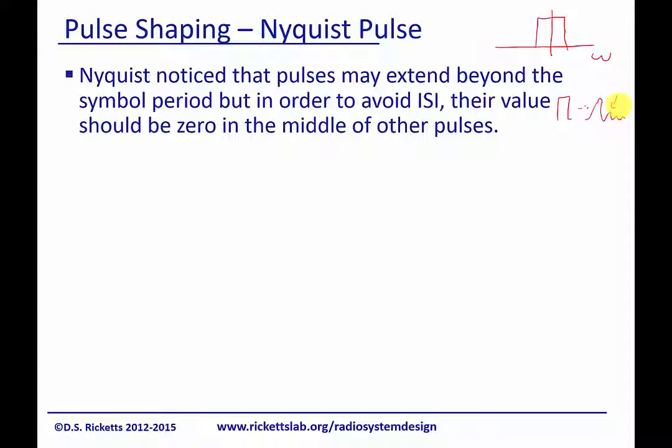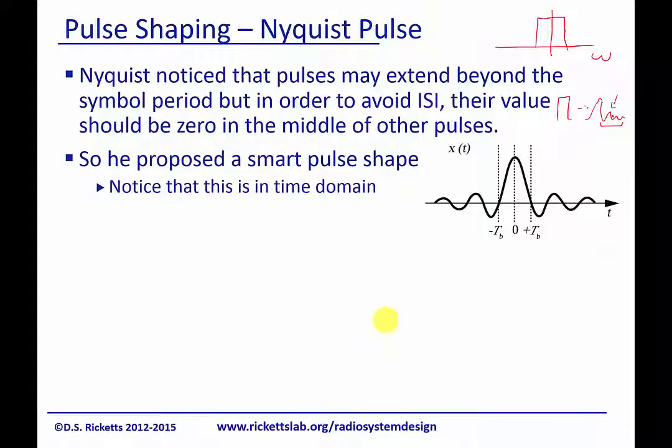And the insight he had was, well, maybe this isn't so bad if this is exactly zero when our next pulse is. And so what he did is he proposed a smart pulse shape. First of all, notice this plot is in the time domain. If you remember, the Fourier transform or inverse Fourier transform of a box in the spectral domain would give you a sinc in the time domain as the impulse function, right? The impulse response of the filter.